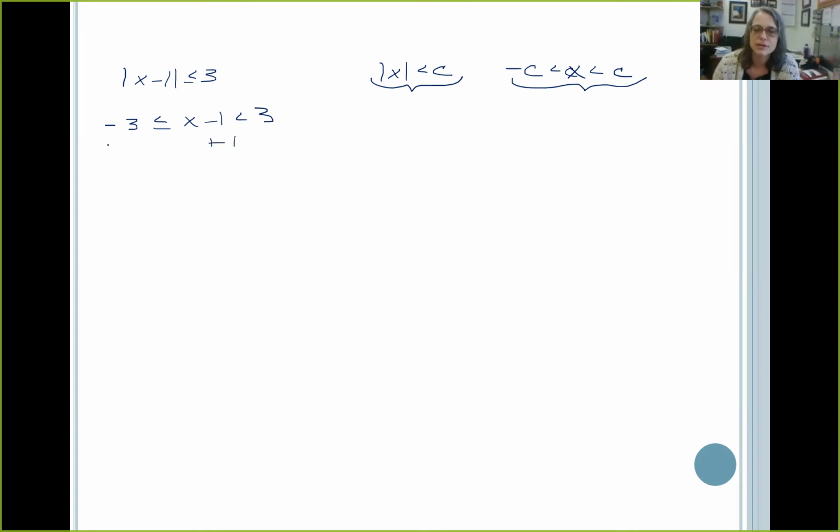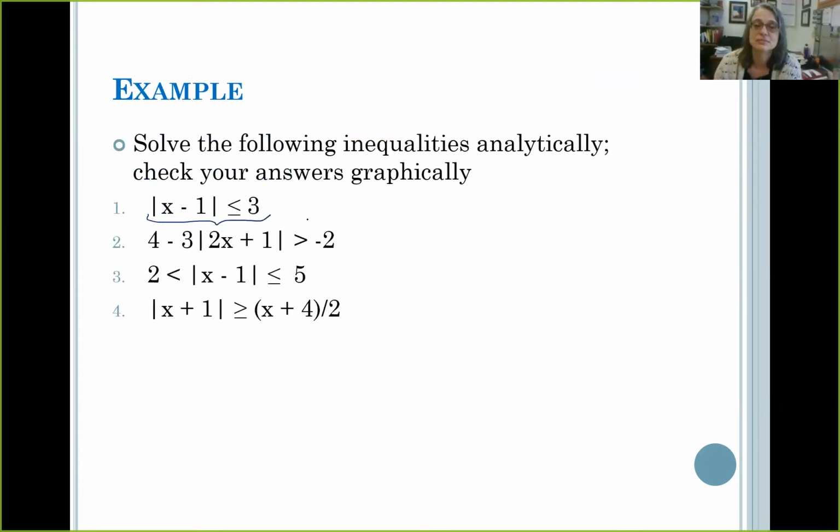Simple enough now. Add 1 everywhere. And we end up with negative 2 is less than or equal to x is less than or equal to 4. And this is my solution. Or we can write that in interval notation as negative 2 to 4. Not too bad, right? Let's try another one.